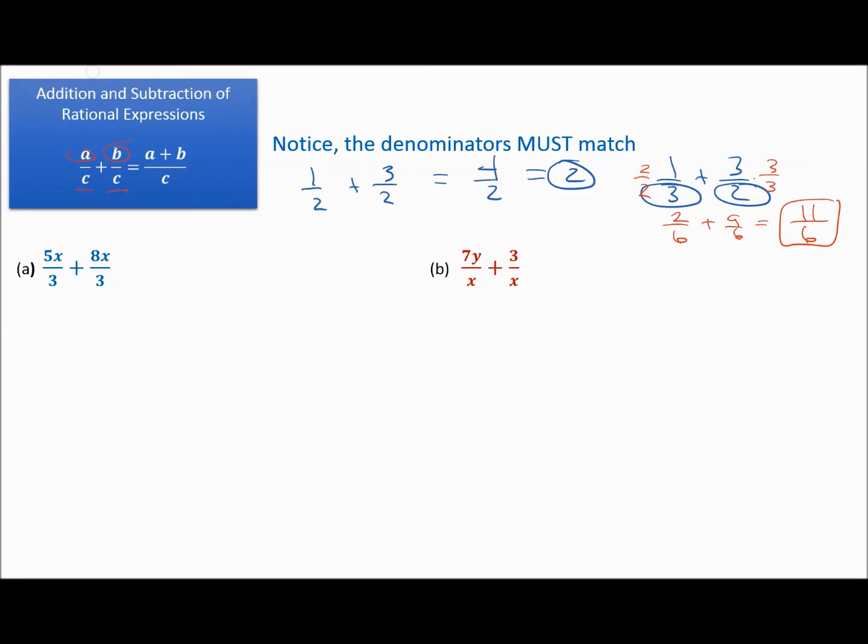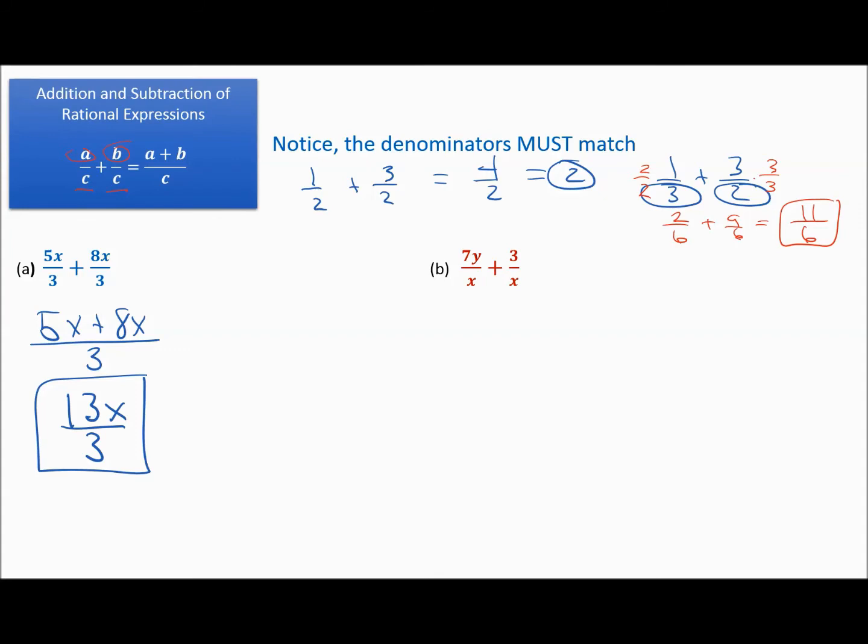Our first problem here, 5x over 3 plus 8x over 3. The first thing I want you to think about when you see fractions adding or subtracting is, do I have a common denominator? Yes, I do. I have a 3. So I could rewrite this as 5x plus 8x over that common 3. But I can add 5x and 8x together to get 13x over 3. Then I would be required to reduce this fraction to lowest terms, but 13 and 3 don't cancel. So that problem is complete.